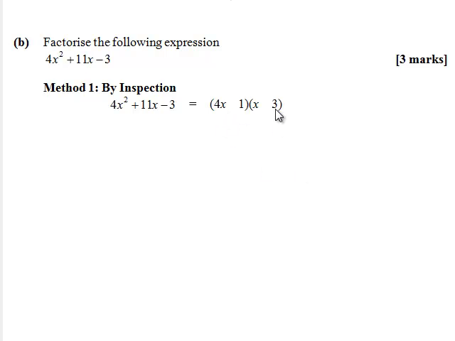Now 4 times 3 will give us 12x, and we actually want 11x. So that means the 3 needs to be positive and the 1 needs to be negative. So that's 4x squared. 12x minus x gives us 11x, just what we want there. And then minus 1 times 3 will give us the minus 3x that we've got there. So that's a correct factorisation.